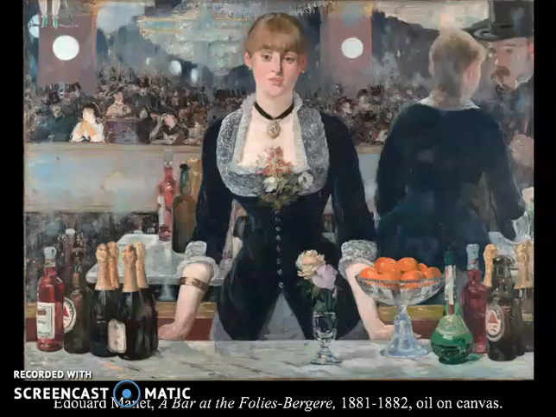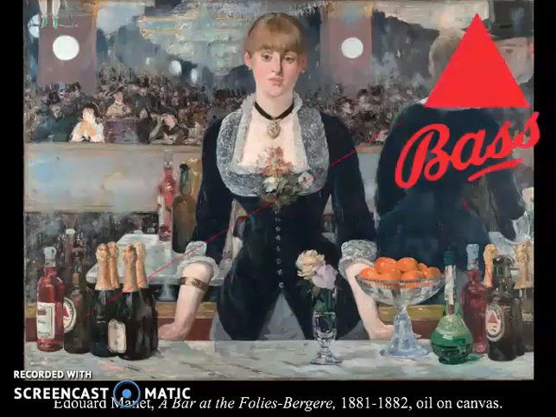The reason that we think this is because while oranges, which are represented here, often depict death and decay, they also symbolize prostitution often for Manet in his work. So we see that and we automatically think prostitution in this specific case. So here's a barmaid, potentially a prostitute.